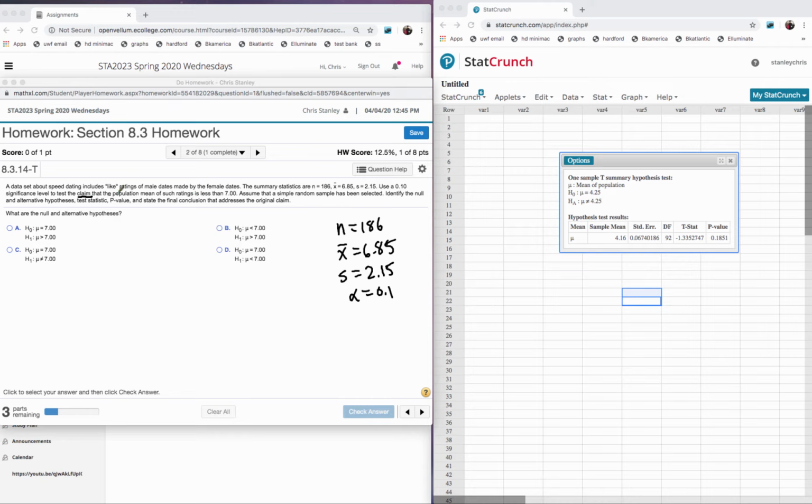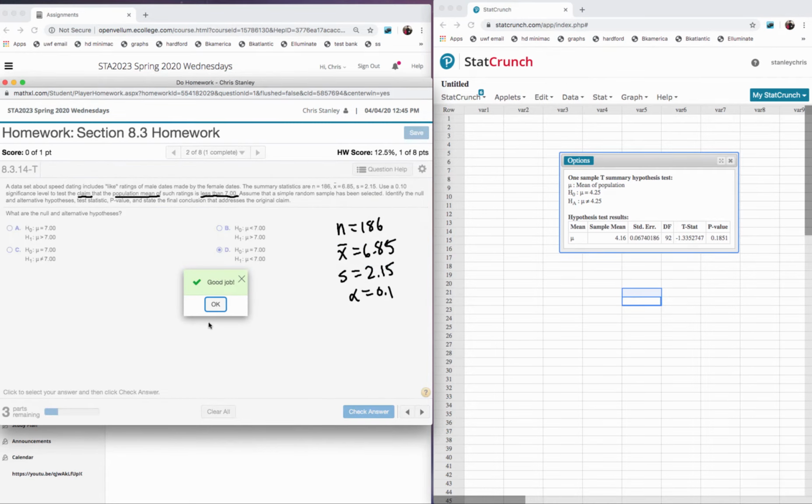There's their claim right here, that the population mean is less than 7. So less than 7 and equal to 7. So it's going to be D. Less than 7 and 7. Okay, now we have to run the test.